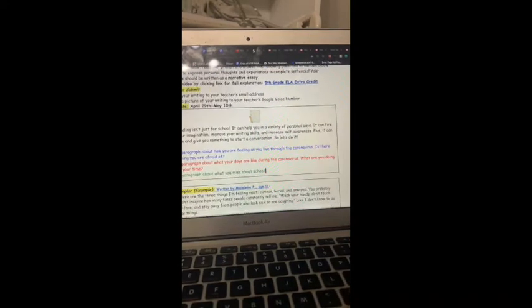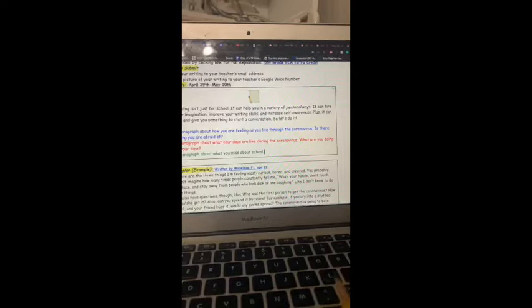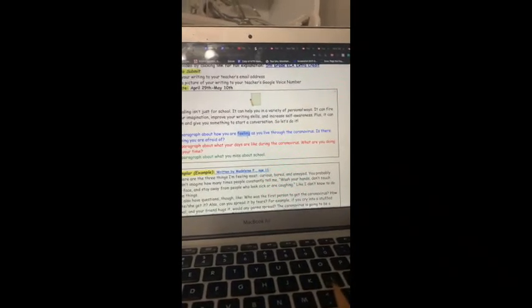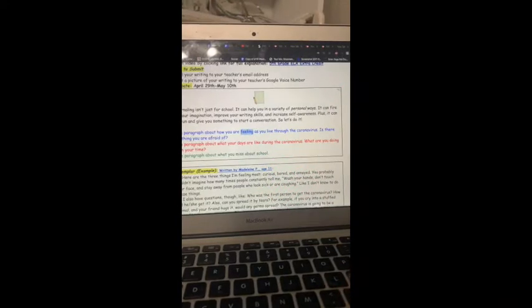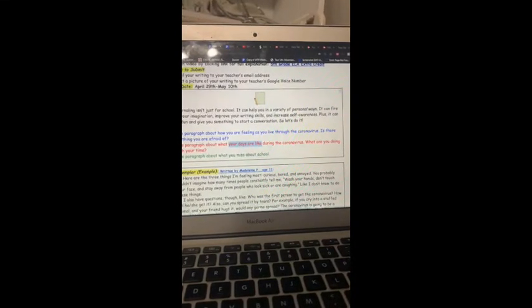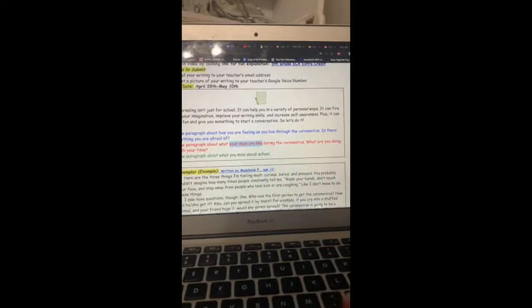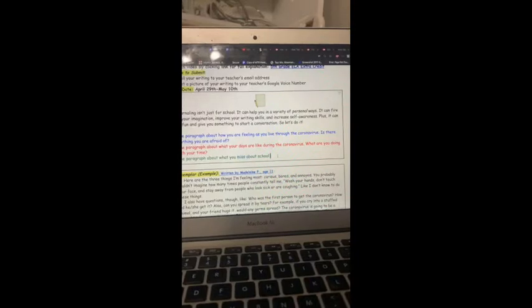If you pull up the assignment, in this first box it reminds you what you need in each paragraph. This first paragraph is about how I'm feeling, right? Is there anything that I'm afraid of? The second paragraph is what my days are like. So what am I doing with my time? And then what do I miss about school? So it's three paragraphs.